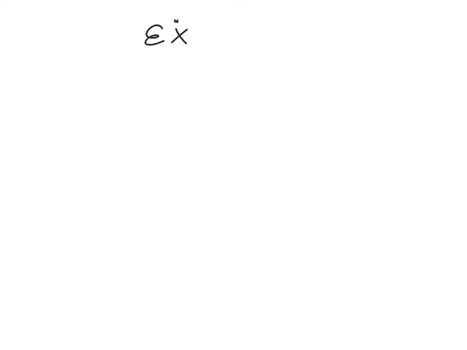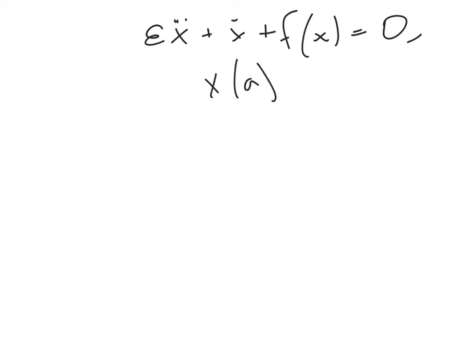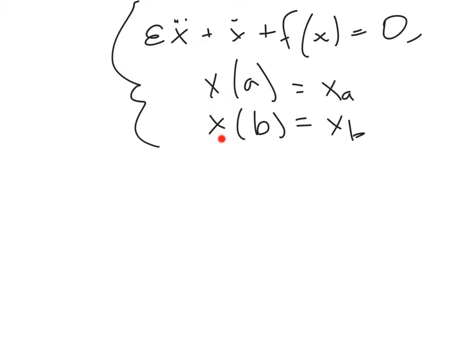So epsilon x double dot plus x dot plus f of x equals 0. x at some point a is equal to some constant xa, and then maybe x at some point b is equal to some constant xb. So that's one possibility for specifying the equation. Because it's a second order differential equation, we need two conditions, because there will be two unknown numbers in the solution function, and so we'll need two conditions to constrain them.